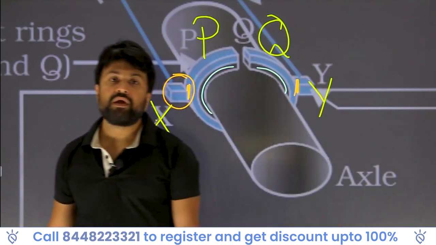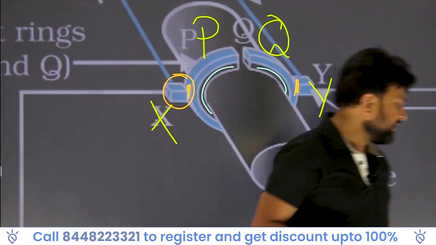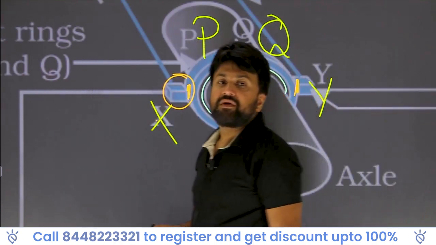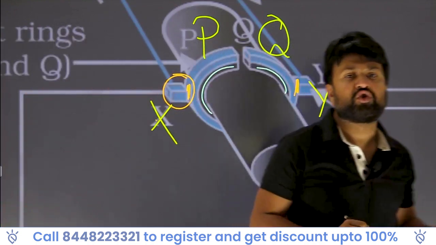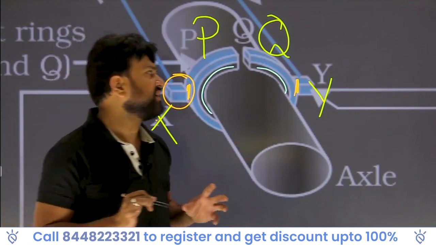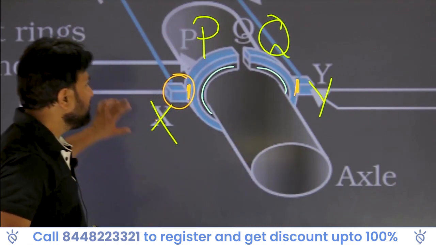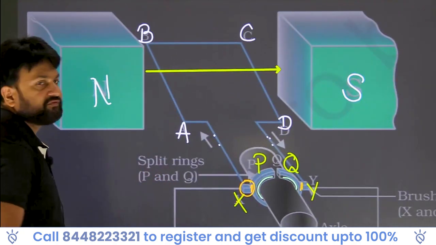Now, let me explain the working principle. The principle is what? There will be a force on a current carrying conductor in a magnetic field. Right, on a current carrying conductor in a magnetic field.